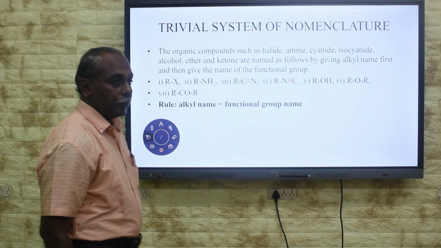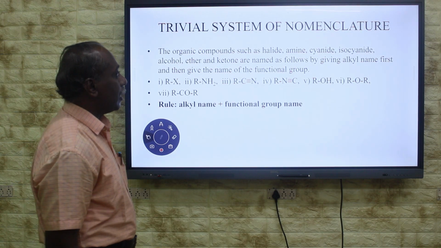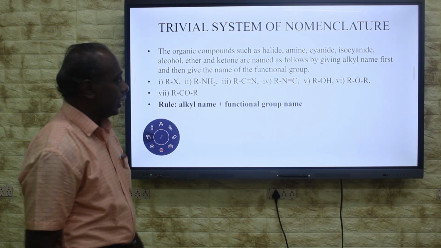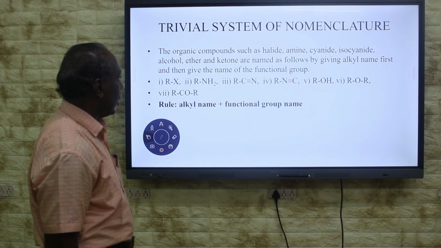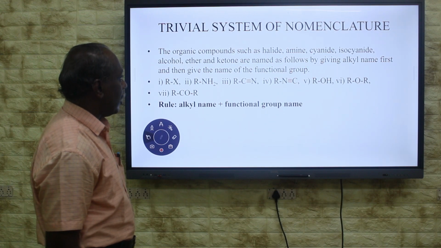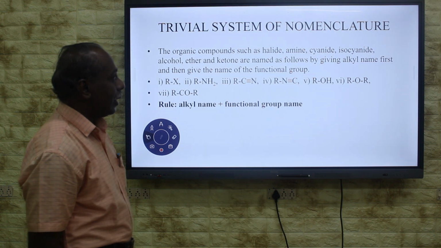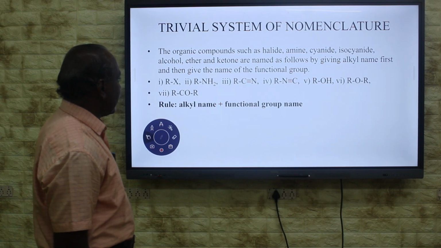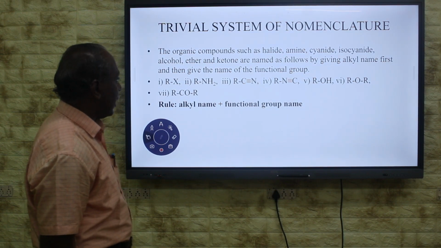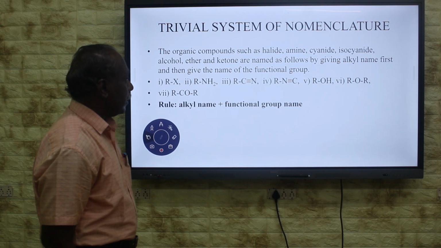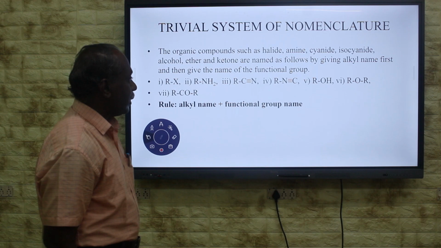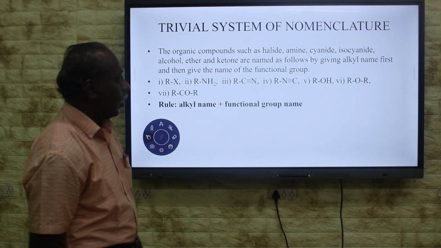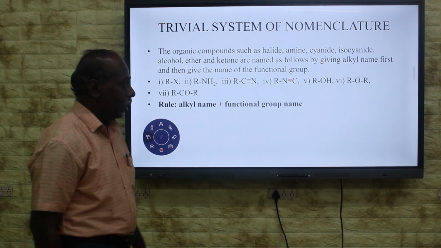Let us enter into the trivial system of nomenclature of organic compounds having functional group. The organic compounds such as halide, amine, cyanide, isocyanide, alcohol, ether, ketone are named by giving the alkyl name first and then the name of the functional group. Here RX is alkyl halide, RNH2 is alkyl amine, RCN alkyl cyanide, RNC alkyl isocyanide, ROH alcohol, ROR ether, RCOR ketone.